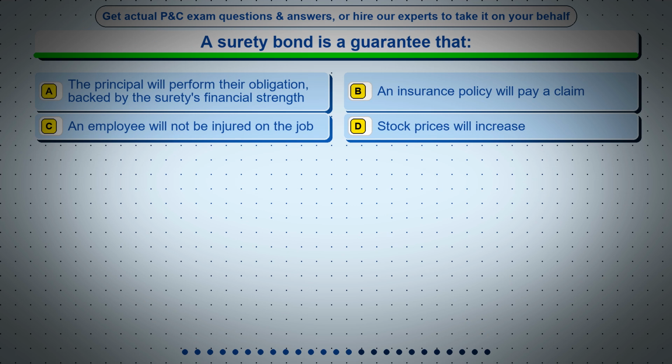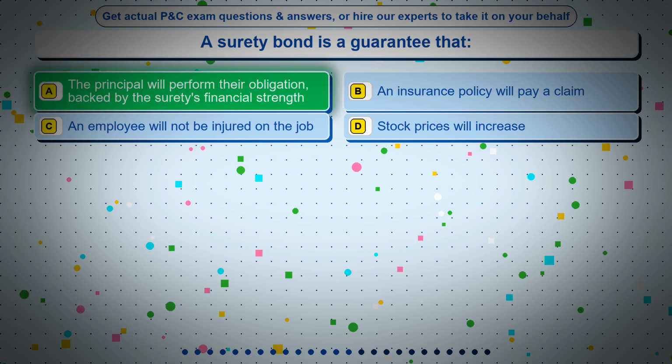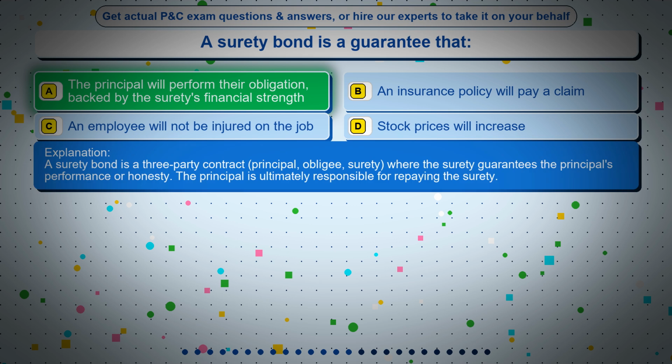Question 14. A surety bond is a guarantee that: Option A, the principal will perform their obligation, backed by the surety's financial strength. Option B, an insurance policy will pay a claim. Option C, an employee will not be injured on the job. Option D, stock prices will increase. The correct answer is option A, the principal will perform their obligation, backed by the surety's financial strength. A surety bond is a three-party contract: principal, obligee, surety, where the surety guarantees the principal's performance or honesty. The principal is ultimately responsible for repaying the surety.